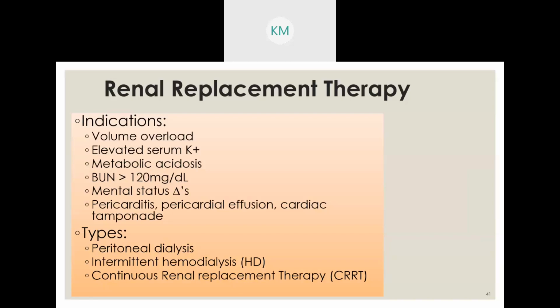Intermittent hemodialysis is considered the preferred method to produce rapid changes. If you get someone in the hospital and they have a significant issue going on right then and they go into renal failure, we're not going to worry about peritoneal dialysis. We don't have time for that.